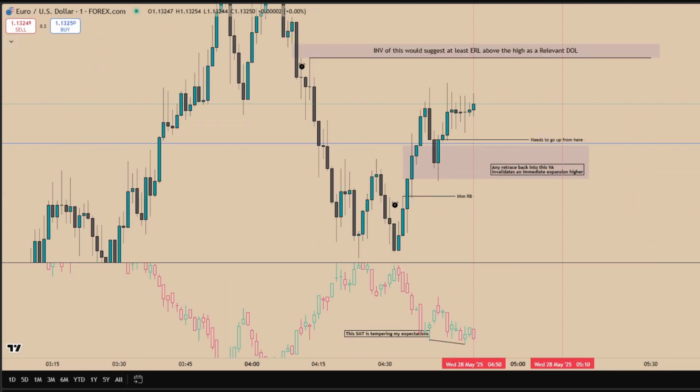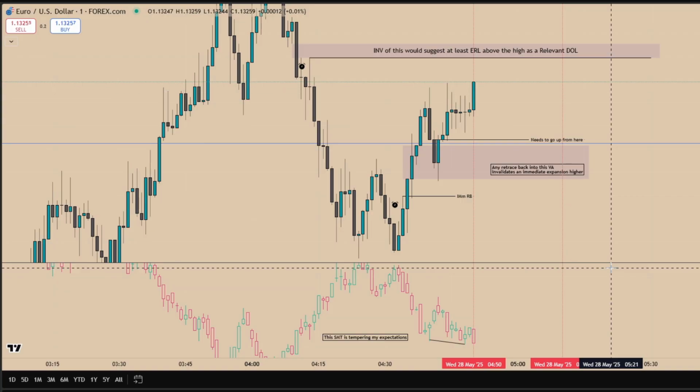So I'll note there, that gray shaded box below, prices are delivered into there and balanced, in my opinion, and should not go back into it. If it does go back into it from here, I'd be tempering my expectations, and I would not expect price to want to expand. But that doesn't happen. Price stays above that shaded area. You'll see just below that there's an immediate rebalance.